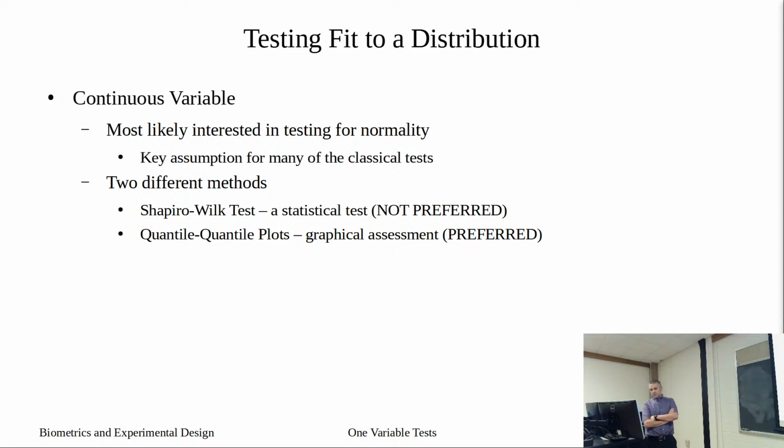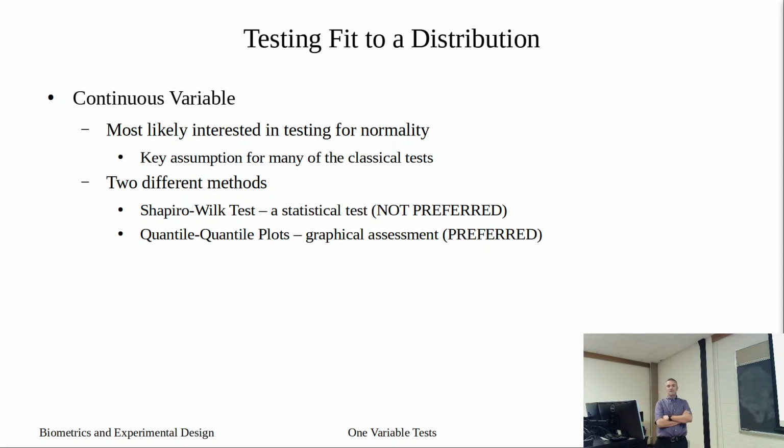One is the Shapiro test. This is a statistical test. We'll get a test statistic, we'll get a p-value. But as I have this in capital letters, this is not preferred. Why is Shapiro not preferred? It is sensitive to sample size differences.